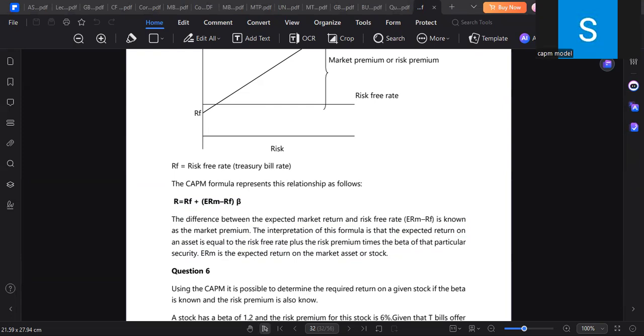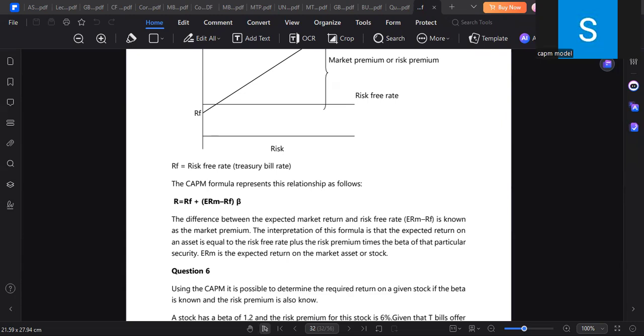So we're going to look at examples that will reflect on this formula. This capital asset model gives us a very powerful way of understanding how risk really affects our expected return. And so the risk-free rate is usually our treasury bills. It represents the return that an investor can earn without actually taking any risk.